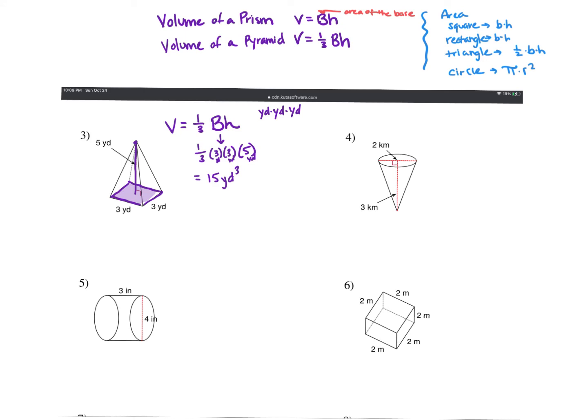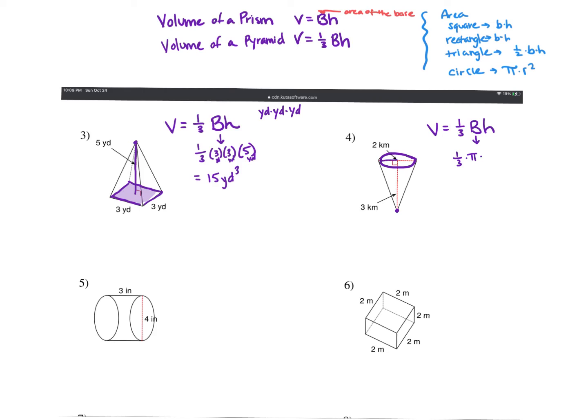Okay, number 4, we need to see if it comes to a point or does not come to a point. It actually comes down to 1 point, so that makes it a pyramid. So I'm going to use the same formula, 1/3 area of the base times the height. Now the base is a circle, so I need to find the area of that circle. I'm going to use the area of the circle formula, which is pi r squared. So it's going to be 1/3 times pi times radius squared.